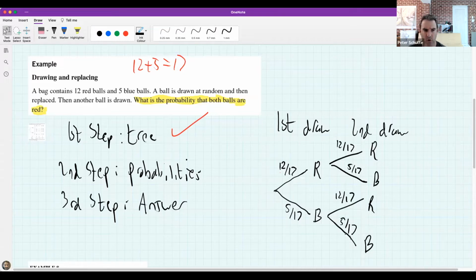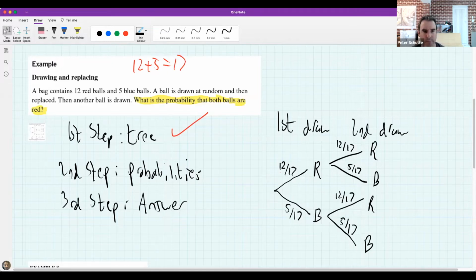So I want to ask a question. Why is it that the numbers that I've put in, like 12 over 17 and 5 over 17, have not changed from the first draw to the second draw? Why are the numbers still the same? Can anybody tell me? Maybe you can raise your hand. Let's go to Emichle.